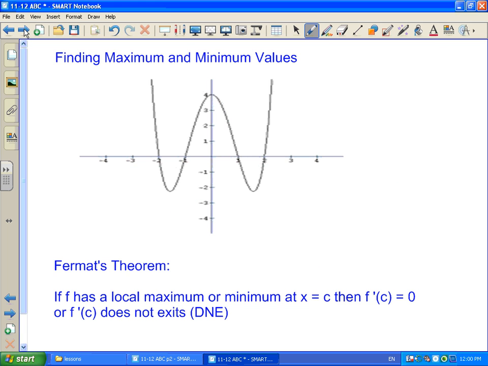Where am I going from here? So, finding maximum and minimum values. This stuff here is, I think, straight out of the textbook, so don't worry about copying this down.